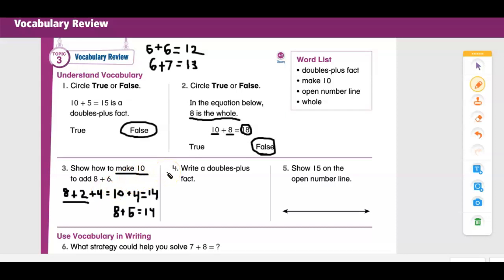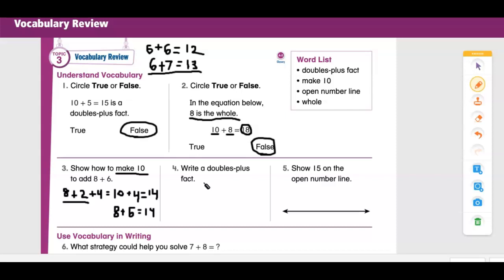On number 4, it says write a doubles plus fact. Doubles plus facts are also sometimes called near doubles. So as we saw at the top of our workbook page when I was working on number 1, I used a doubles plus fact, 6 plus 7, to solve for 13. So for number 4, you get to write your own doubles plus fact.